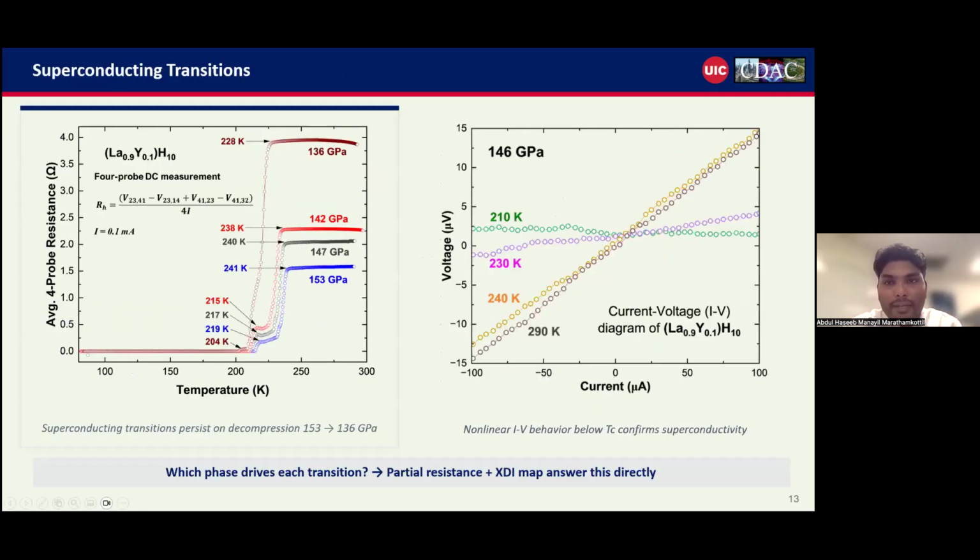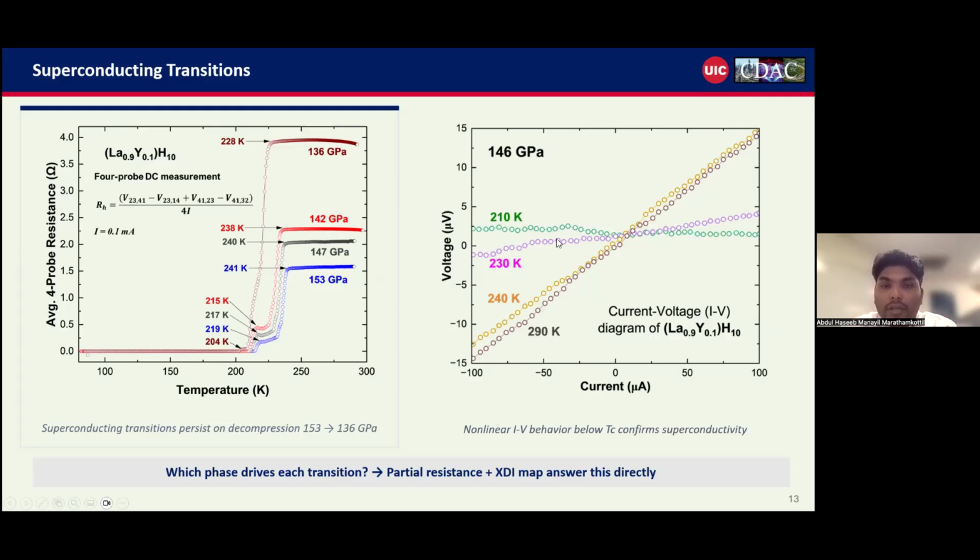Before making the direct connection, let me show two additional pieces of evidence that these transitions are robust. On the left, resistance versus temperature at 4 pressures from 153 GPa to 136 GPa. The two-step transition is consistently present across the entire decompression range. So the persistence confirms we are not seeing a transient artifact.